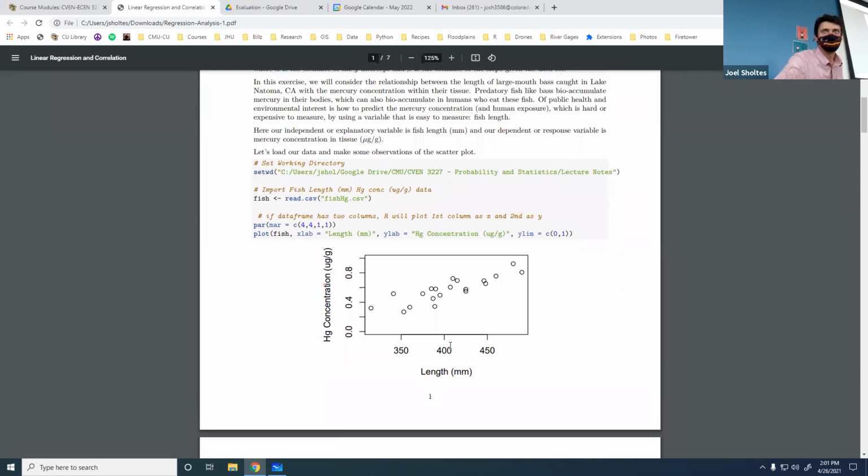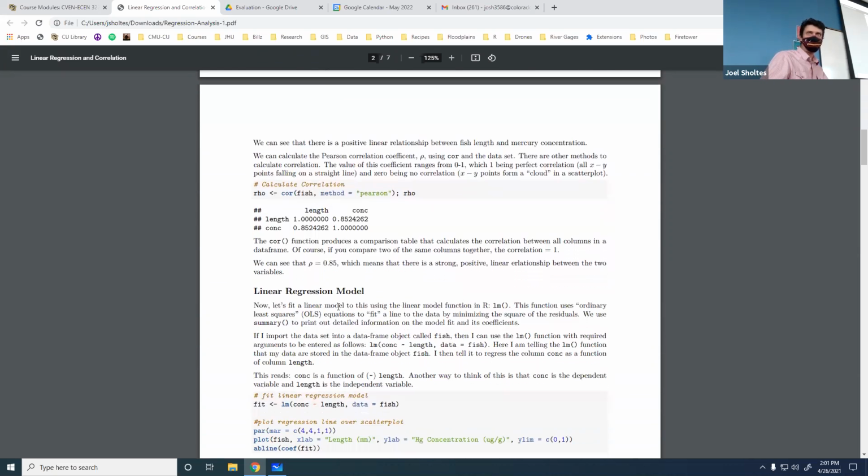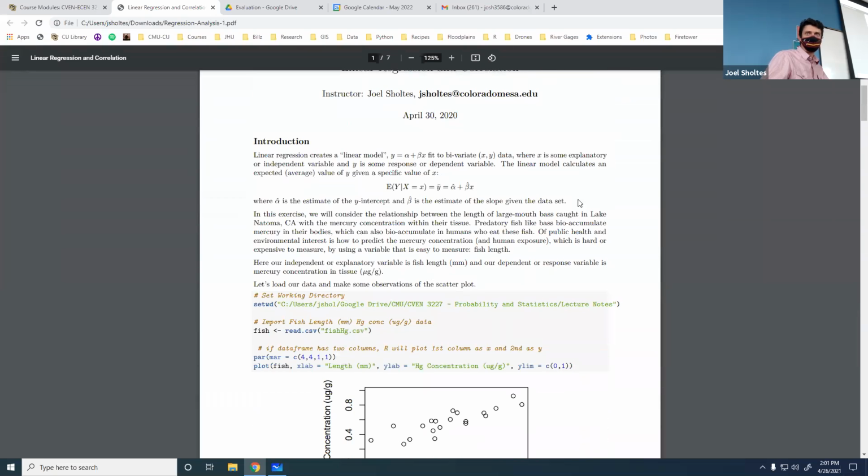And here's where they caught these fish, measured their length, and then took a biopsy, a flesh sample. I don't know if they killed them or not, but it's bass, whatever. There's a lot of bass out there. And they measured the mercury using a mass spectrometer or something like that. So I give you some more background of that.